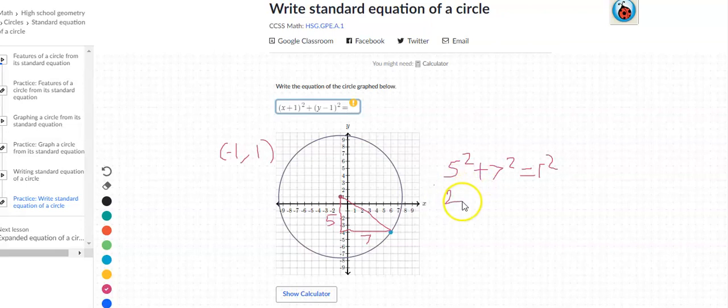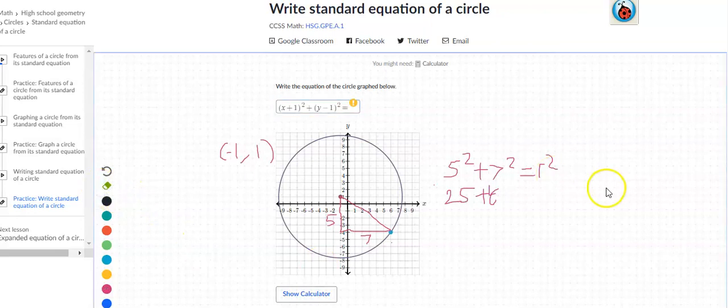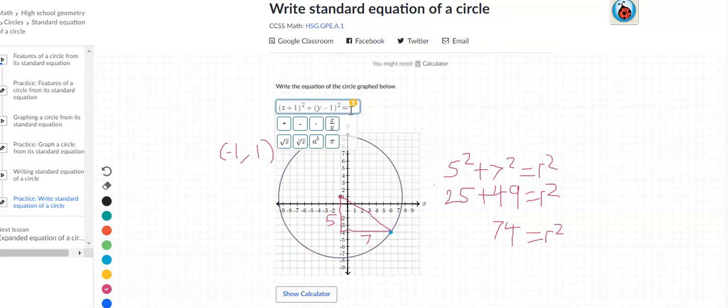And so 25 plus 49 equals my radius squared, which makes it 74 equals radius squared. And since I want the radius squared there, I'm just going to leave it in that answer.